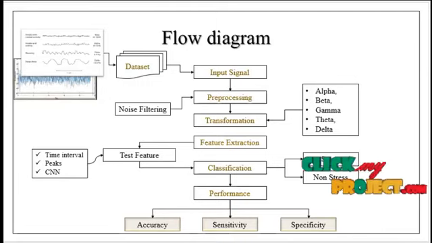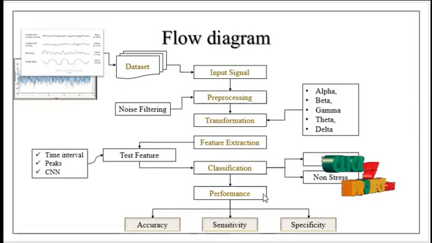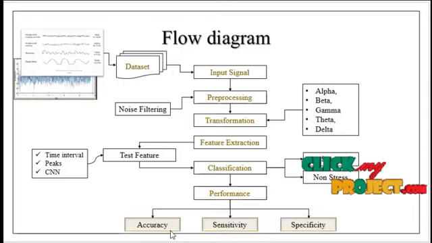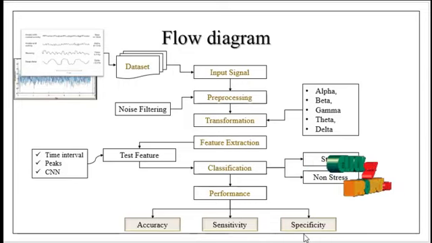After doing the classification, we move to the final stage of the project, that is the performance estimation. In this performance estimation, there are three kinds of performance measures. One is accuracy, the second is sensitivity, and the third is specificity. By using these three parameters, we can justify whether our process is efficient or not.